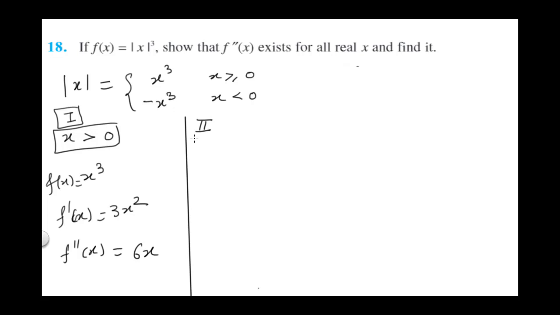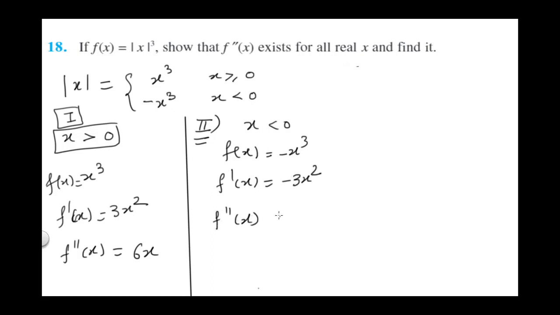Now doing the second case, we will have minus x cube when x is less than 0. So f of x is minus x cube. What will be f dash x? Minus 3x square, and f double dash x will be minus of 6x. So we see we have both the values. Now we will be checking the differentiability at x equal to 0. Correct? So now this is our f of x, right?